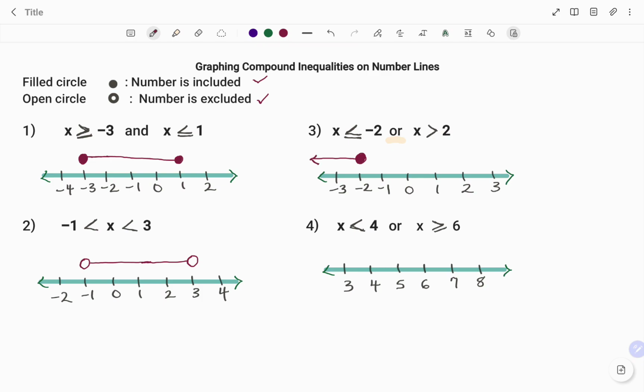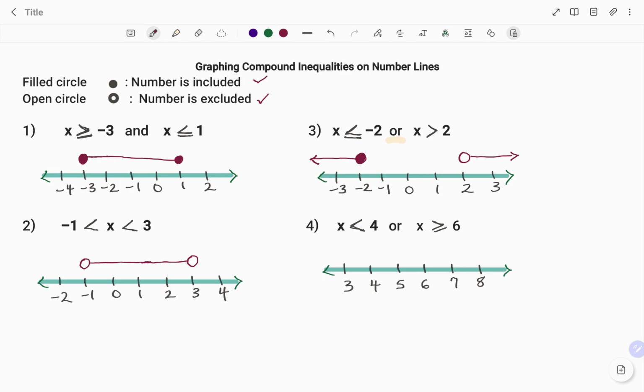So I have values of x less or equal to minus 2. Minus 2 is included because of the equality. However, on my right hand side, I have x is greater than 2. So starting from 2, I have an open circle because 2 is not included, and I have values of x greater than 2. That's moving in the right direction.